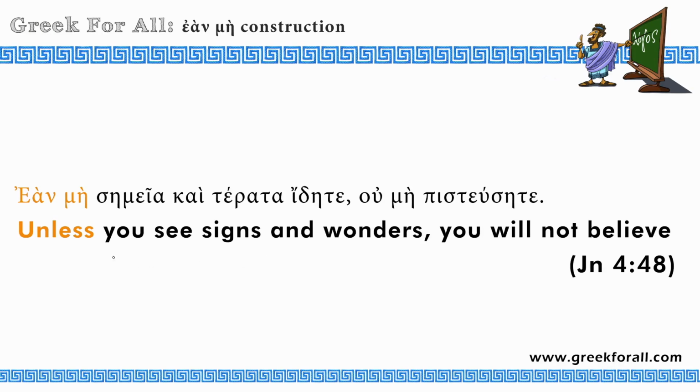John 4:48, let's read. Ean me semeia kai terata idete, ou me pisteusete. Translation: unless you see signs and wonders, you will not believe. So let's see how we get here. So ean me, again, we translate it as unless, so this is our construction. And then we have two nouns, semeia and terata, connected with the conjunction kai, which means and. Signs and wonders. Semeia means signs and terata means wonders.